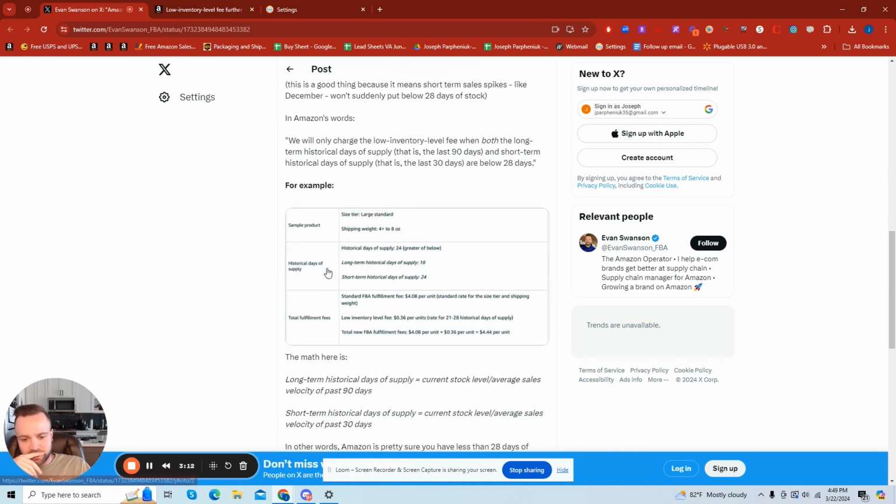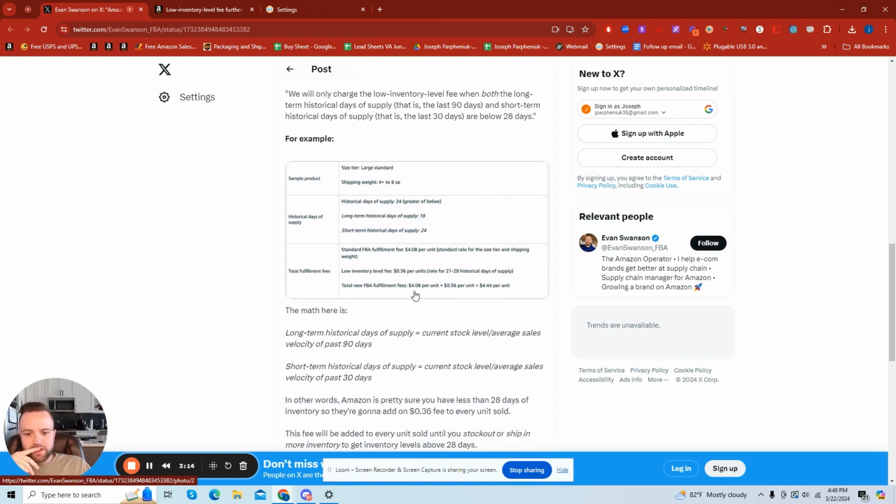I don't really sell anything that's that high, but you can see what the FBA fee will look like. Let's say you're in that 21 to 28 days of historical supply, and your FBA fee is $4.08. It's going to add on that 36 cents, so you're going to pay $4.44. And you can see that it takes the greater of the short-term or the long-term. The long-term historical supply is your last 90 days. That's your average in the last 90 days.